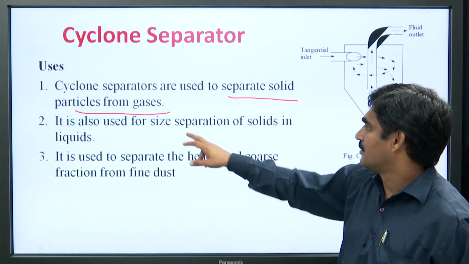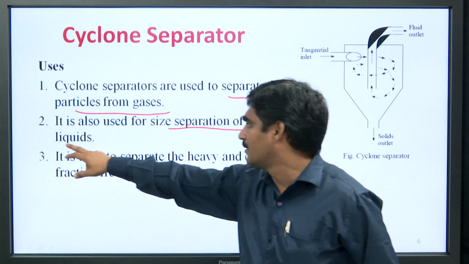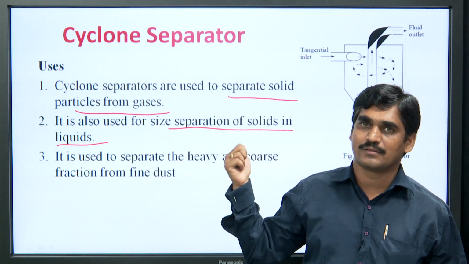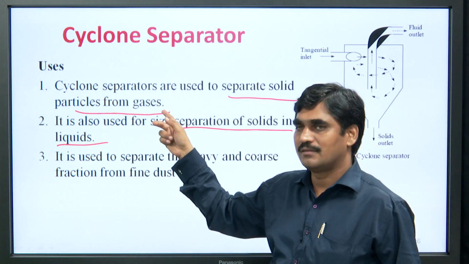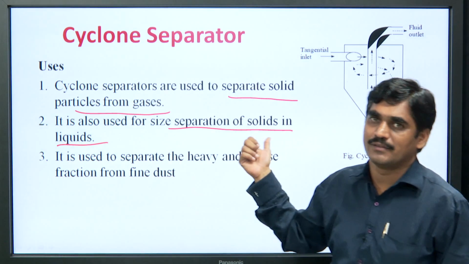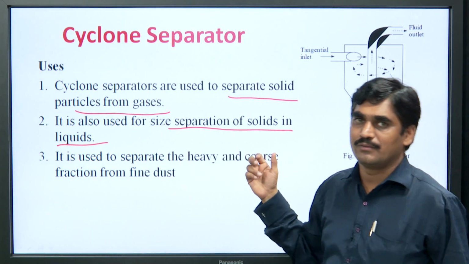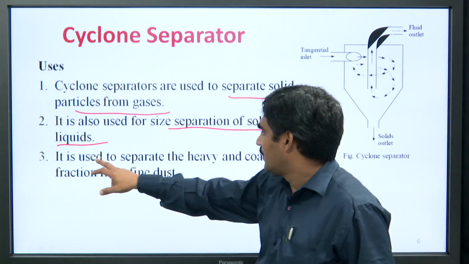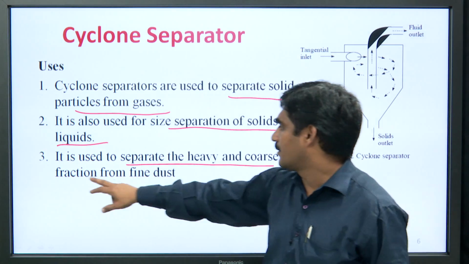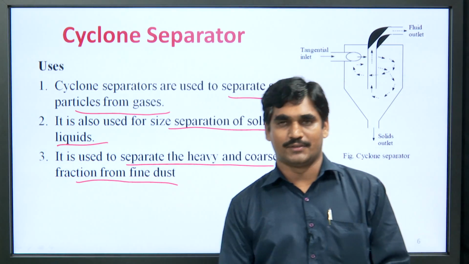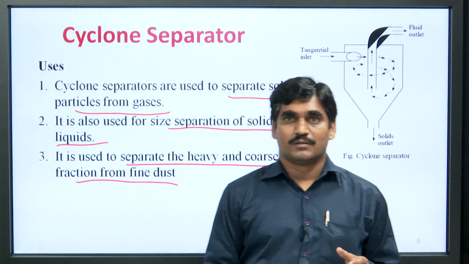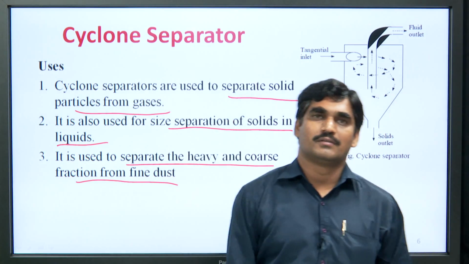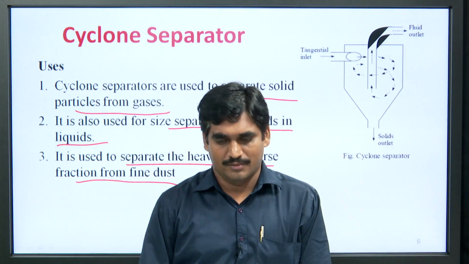Second, it is also used for size separation of solids in liquids. So, generally we are using two types of fluids, air or water. The first application is for gases, the second application is for liquids, or we can say that solids can be separated from water. It is also used to separate the heavy and coarse fraction from fine dust. So, heavier or coarser particles can also be separated with the help of this cyclone separator.